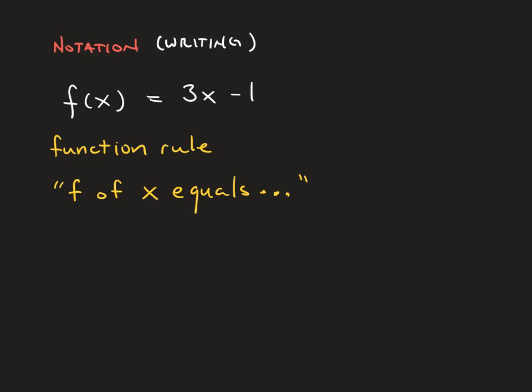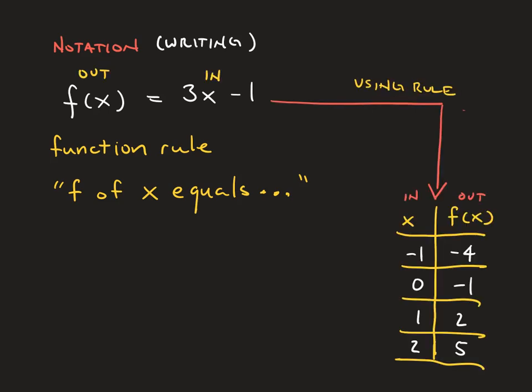And in this rule, we would put numbers in for x, and f of x would come out. So if I use the rule and put numbers in for x, for example, the easiest one that we would see is 1. If I put 1 in for x here, I would get 3 times 1 minus 1, which gives me an output of 2 for f of x.